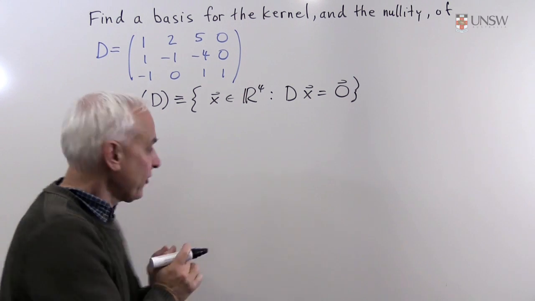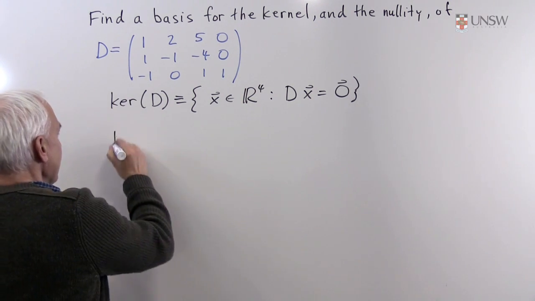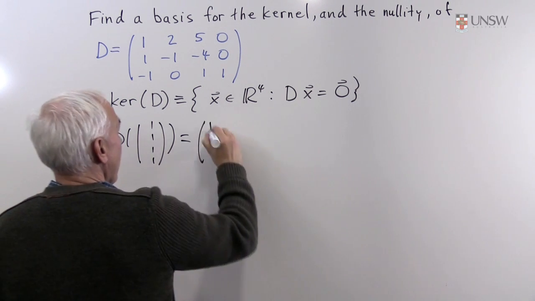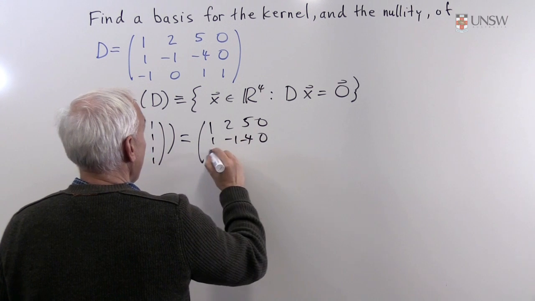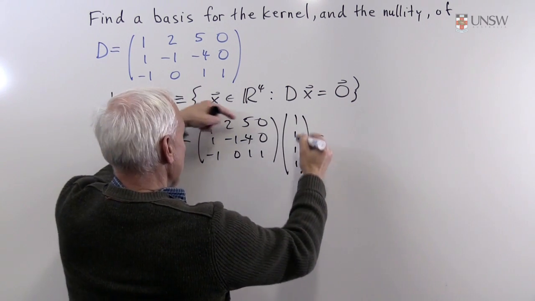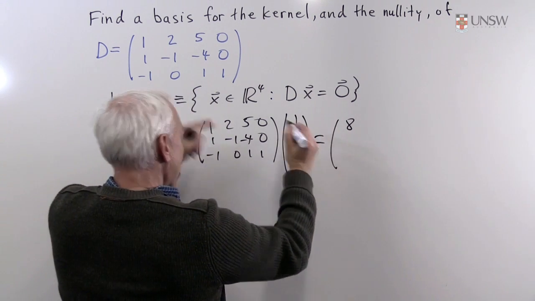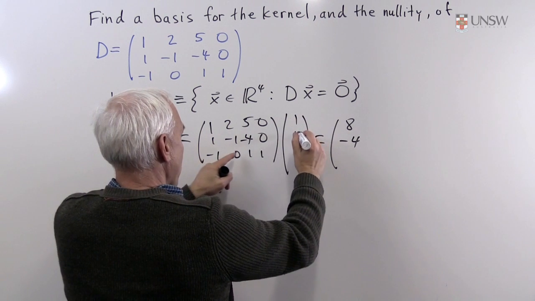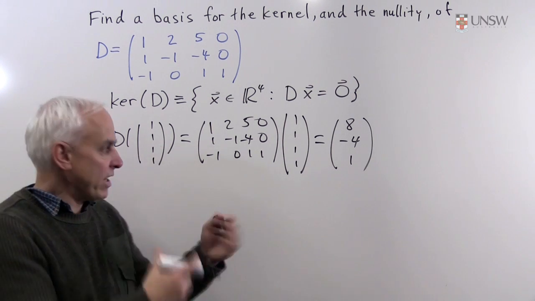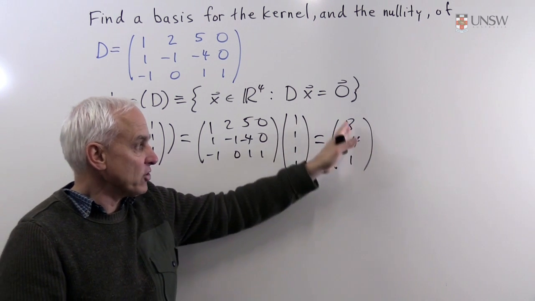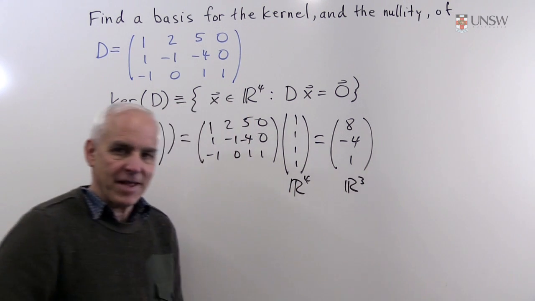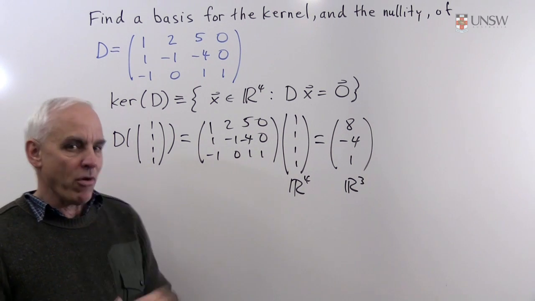There's a picture that's associated with this. So if you take a vector, let's say the vector 1, 1, 1, 1, and apply D to it, that would be 1, 2, 5, 0, 1, minus 1, minus 4, 0, minus 1, 0, 1, 1, and then we're multiplying by 1, 1, 1, 1. Okay, so the sum is 1 plus 2 plus 5, that's 8. 1 plus minus 1 plus minus 4, that's minus 4, and then minus 1 plus 0 plus 1 plus 1, that's 1. So when we multiply the matrix D on the right by the vector 1, 1, 1, 1, we get the 3-vector 8, minus 4, 1. So we're going from a vector in R4 to a vector in R3. That's the effect of multiplying on the left by this 3x4 matrix.